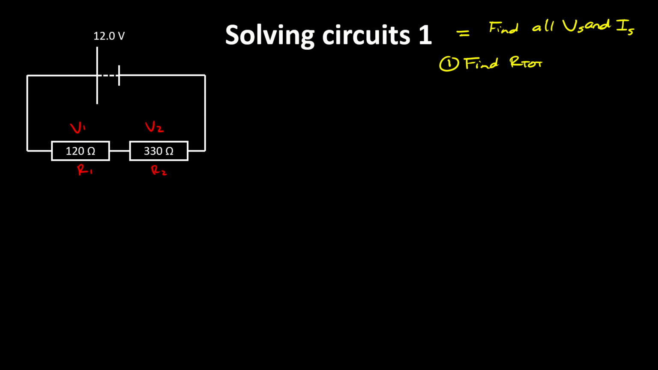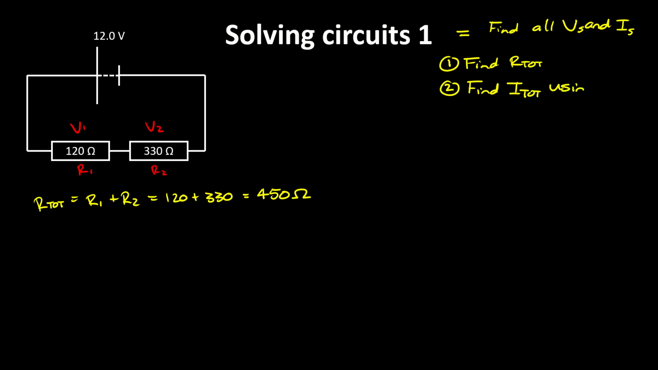So the first thing we do is find the total resistance. So in this case, because it's just a series circuit, we can just add R1 and R2. So it's going to be 120 plus 330 is 450, if my maths is correct. 450 ohms, okay? So that's step 1. Step 2, you then have to find the total current using Ohm's law.